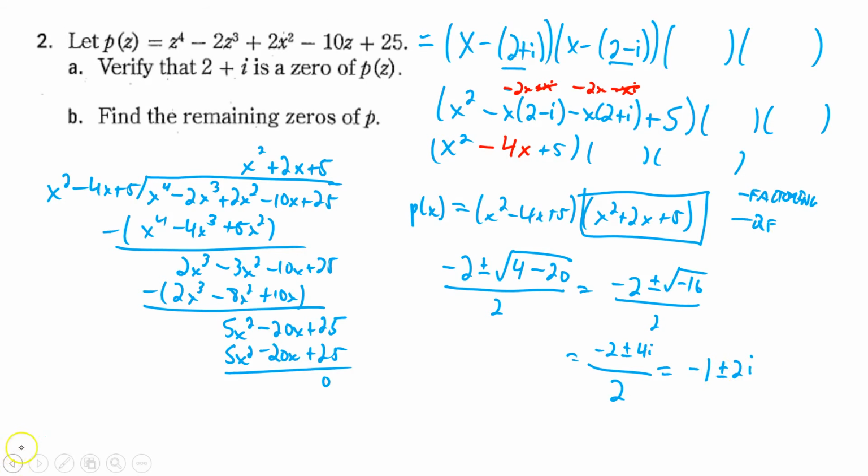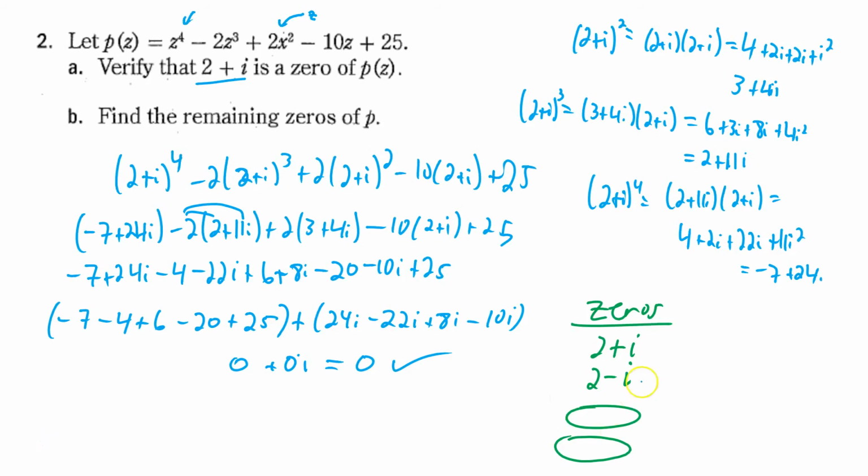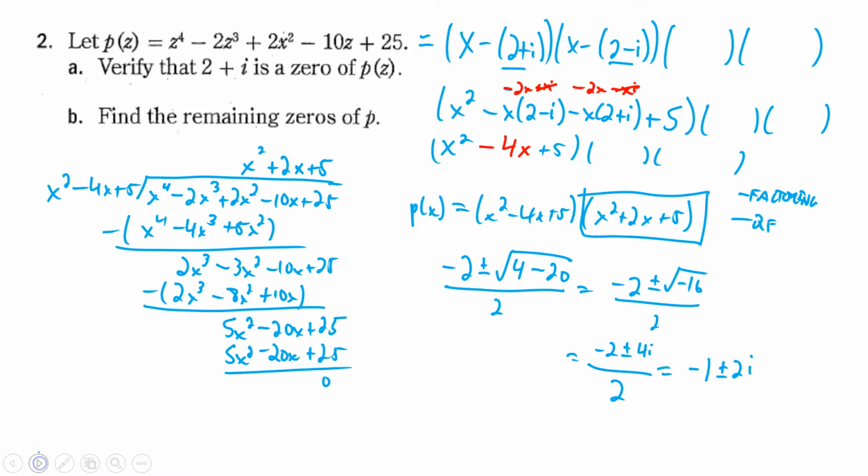If we think about our list of zeros that we came up with already, we had the conjugate roots theorem tell us 2 plus i and 2 minus i are both zeros, and now we have our last 2. So I'll put those in green again, maybe. So our list of all of our zeros: 2 plus i, 2 minus i, which we saw in our first 2 factors up here, and now we have negative 1 plus 2i and negative 1 minus 2i.